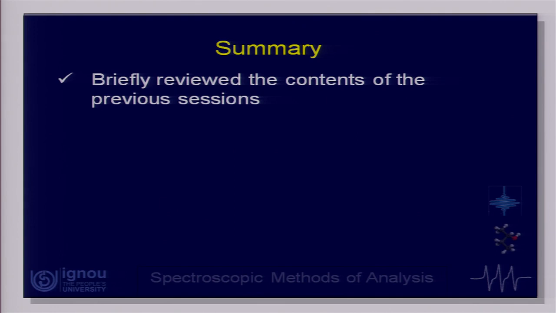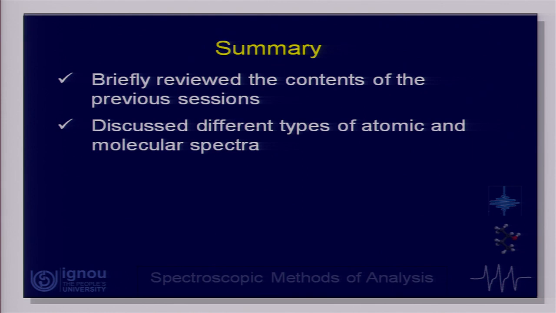Okay. So with this we complete our discussion on the characteristics of the spectrum and the reasons for them. Let us sum up what we have done today. We briefly reviewed the contents of the previous sessions, and thereafter we came to a discussion on different types of spectra, in atomic and molecular systems. In atomic spectra we found line spectra, whereas in molecular systems we got broad spectra, and we discussed why. We explained the difference between the line spectrum and the band spectrum.